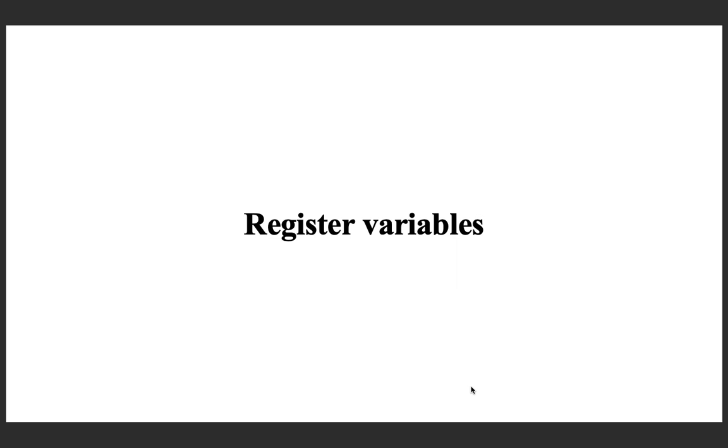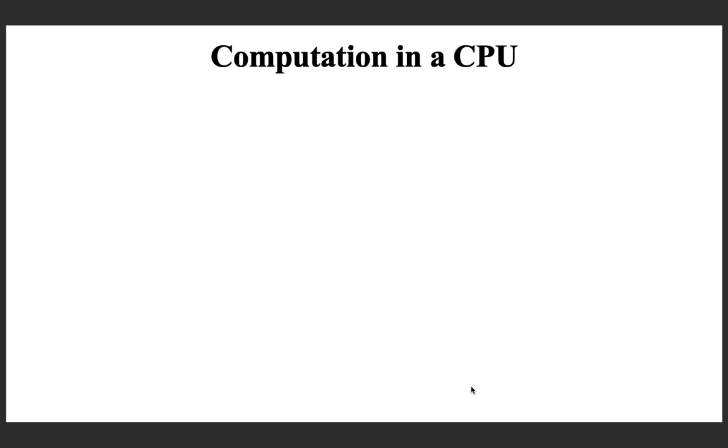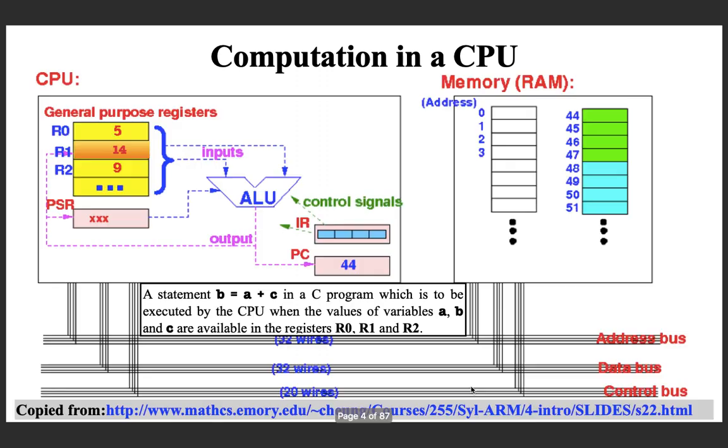variables, let us see how a program statement is getting executed in the central processing unit of a computer. So we are going to see how computation or execution of an instruction is happening in a central processing unit. So this is a figure which I copied from the internet, from this web page.